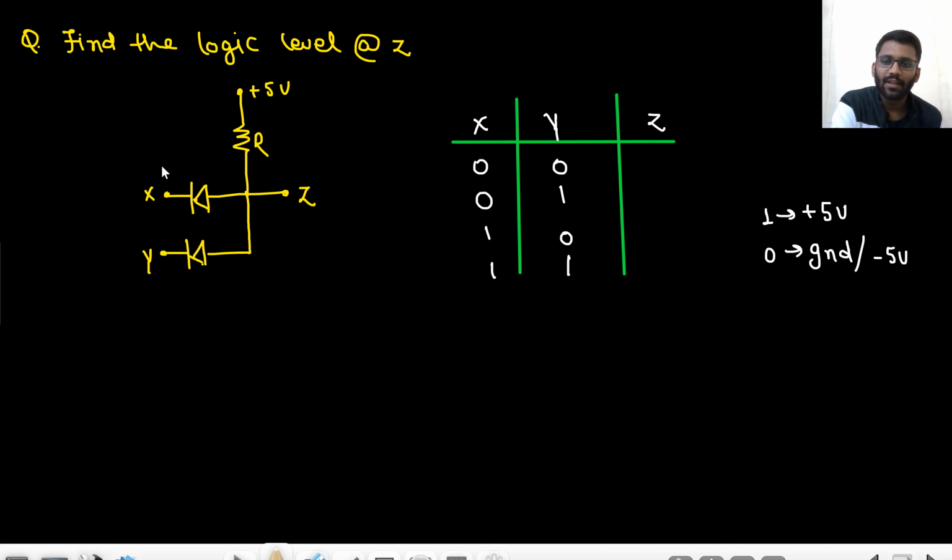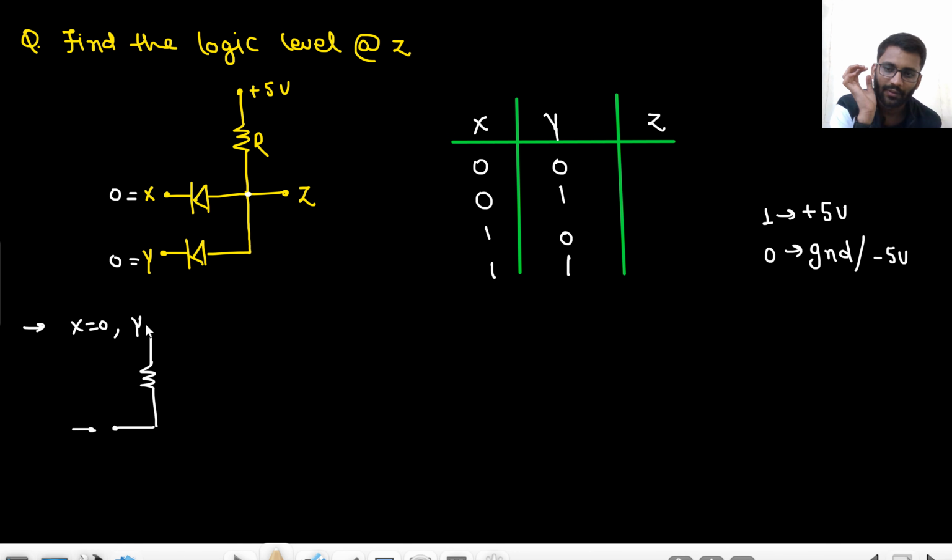Now let's assume x is 0 and y is 0. Okay, so these are 0 volt. I am applying the open circuit test, 5 volt will come here. This will also turn on, this will also turn on. Are you getting my point? If both turn on, so basically my Z is going to be 0 only. Okay, both are equal to 0. So what will happen? Open circuited.